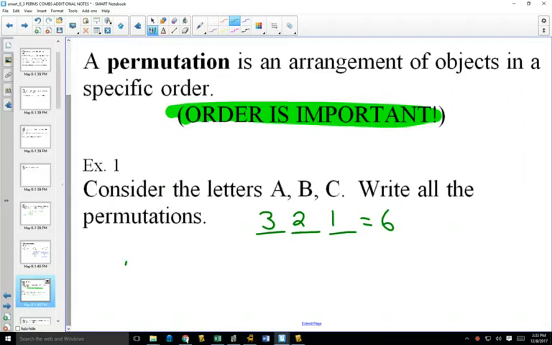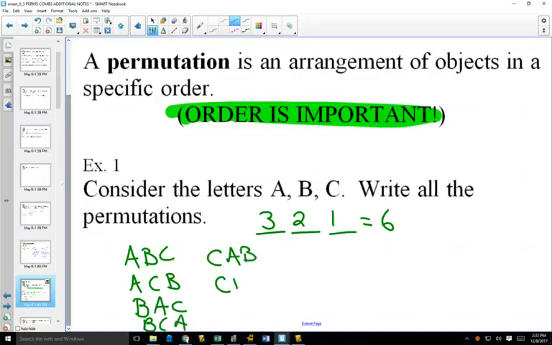And if we wanted to write them out, it could be ABC, ACB, BAC, BCA, CAB, CBA. And if they're all different, that's where the factorial notation can come in. That's equal to 3 factorial.